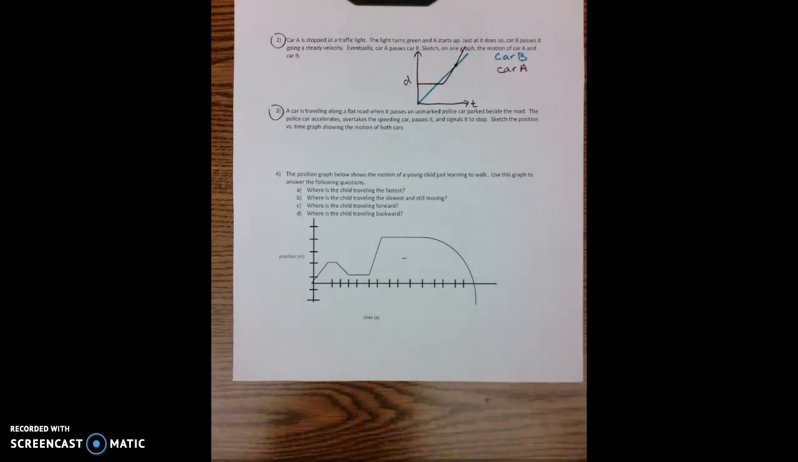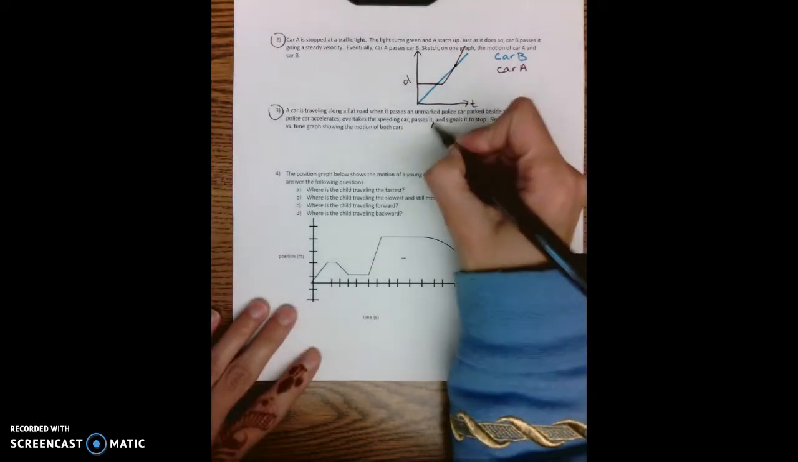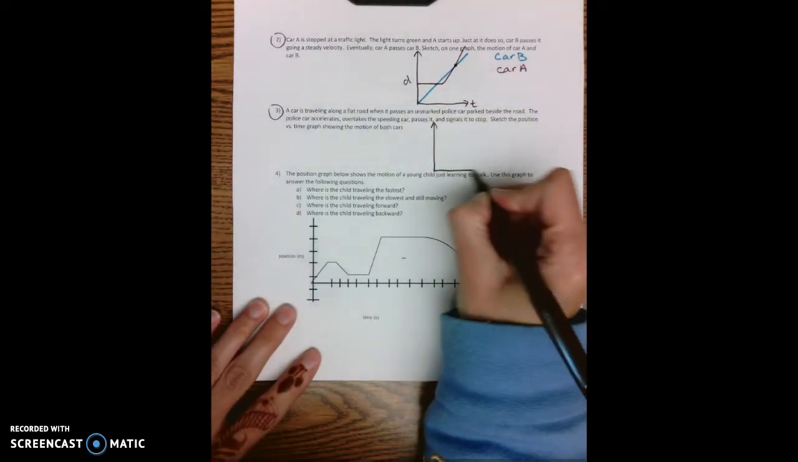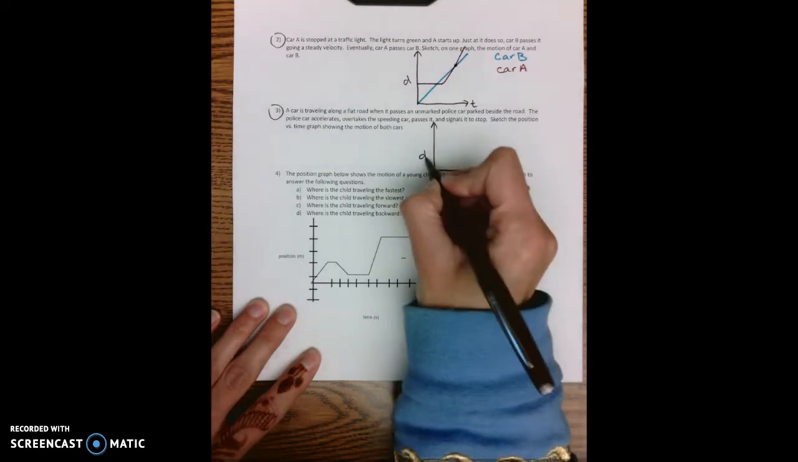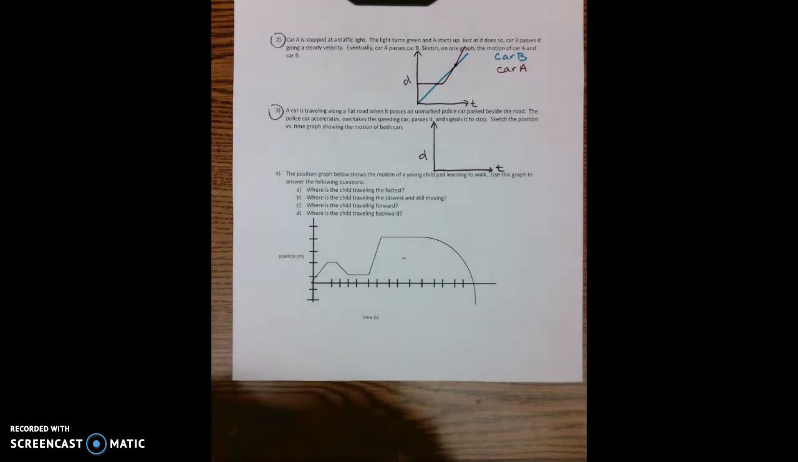Next example states that a car is traveling along a flat road when it passes an unmarked police car beside the road. The police car accelerates, overtakes the speeding car, passes it, and signals it to stop. Sketch the position versus time graph showing the motion of both cars. So here are my axes. And let's think about which one is easier to draw.